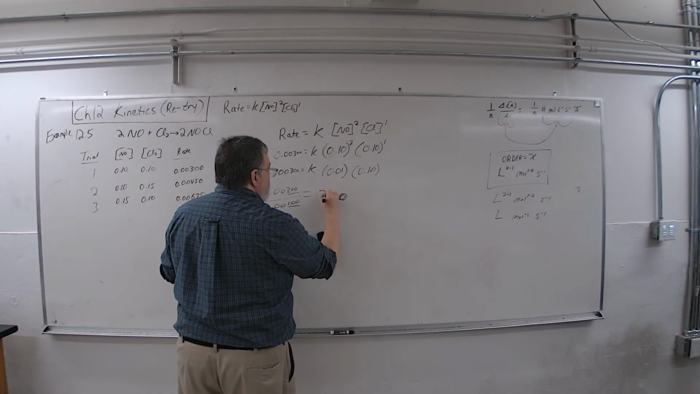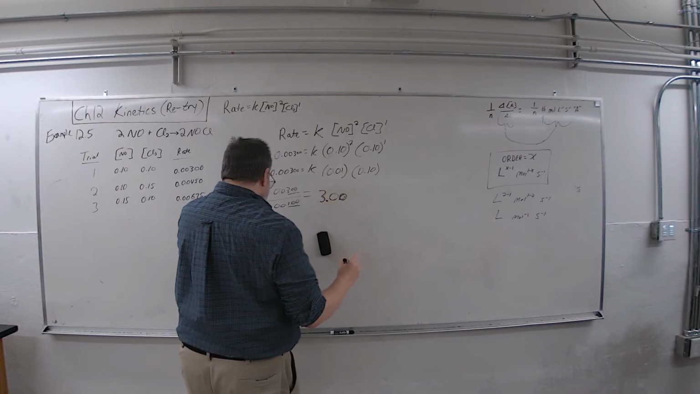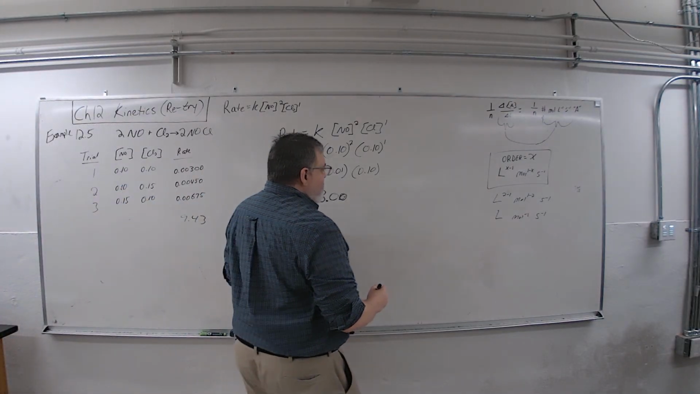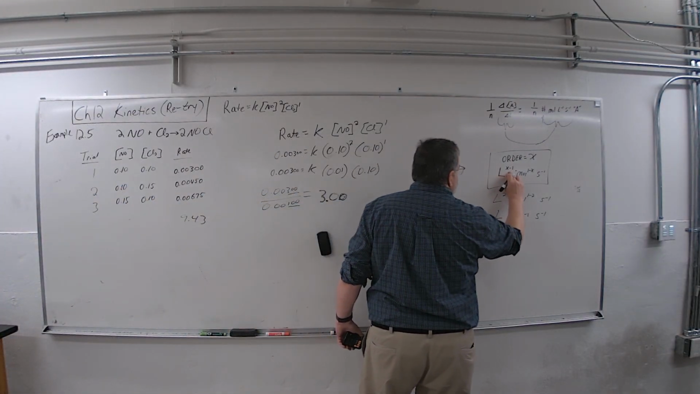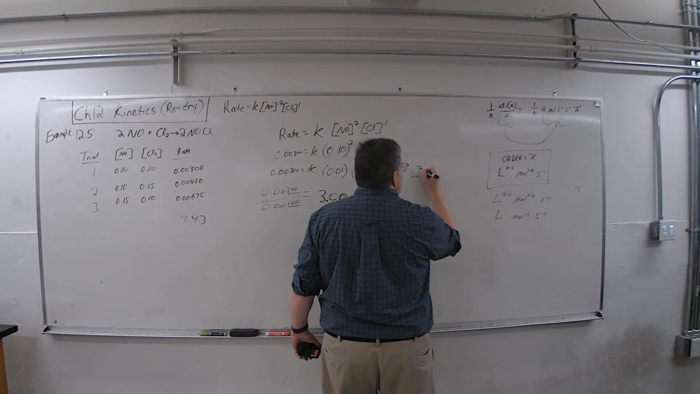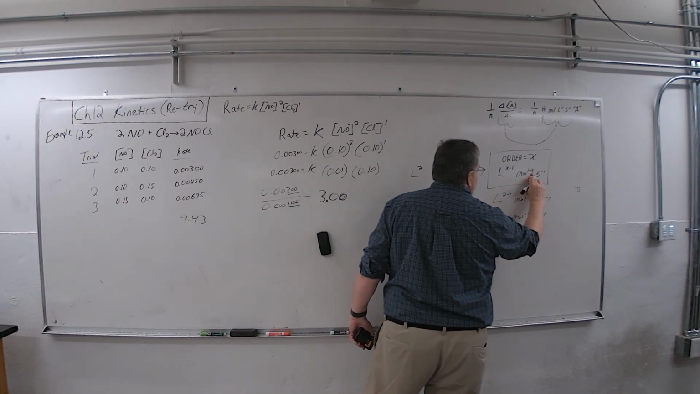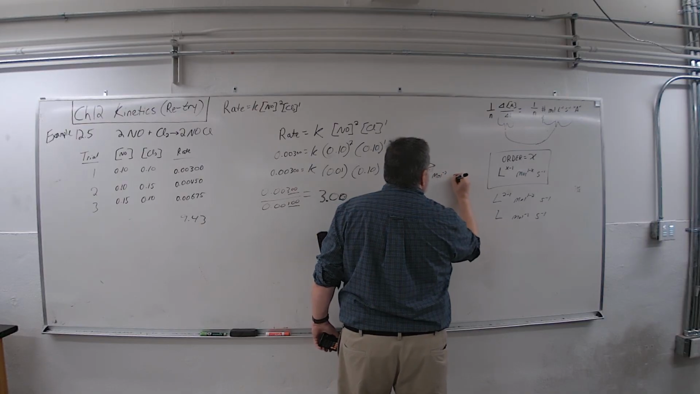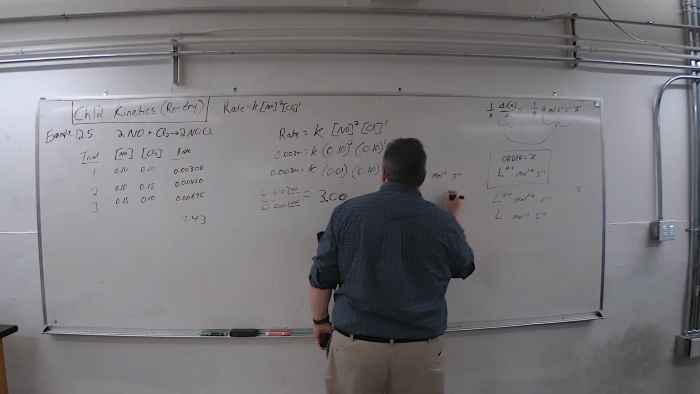Okay, last question. What are the units? Put a 3 here and minus 1, you got L squared. You put a 3 here, 1 minus 3, then you got moles to the negative 2, and S to the negative 1.